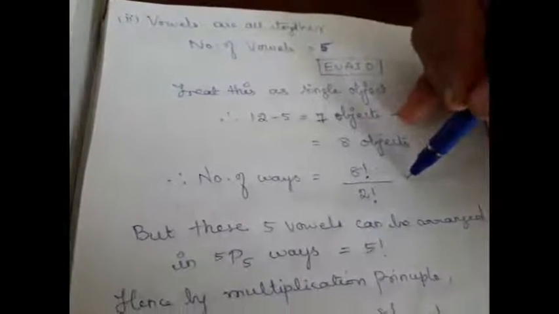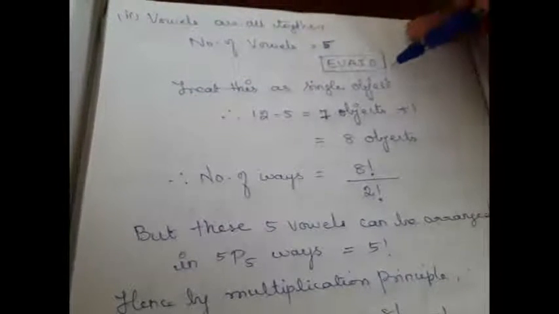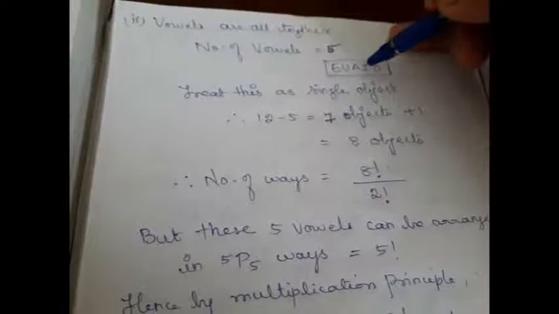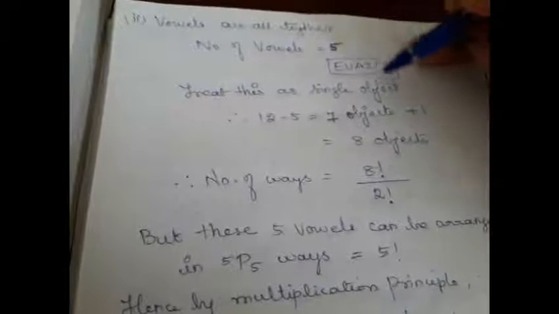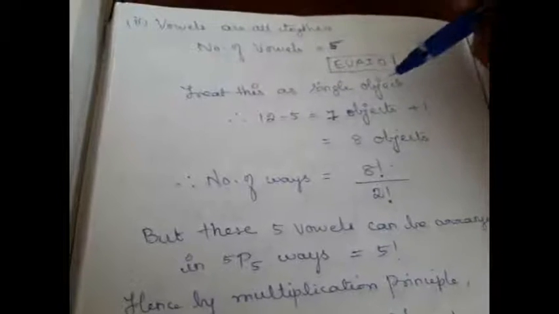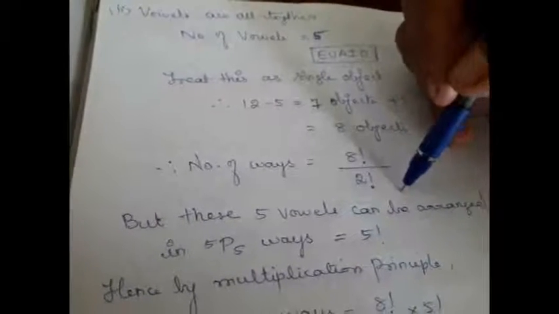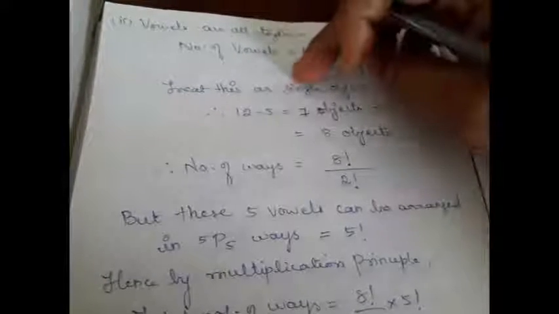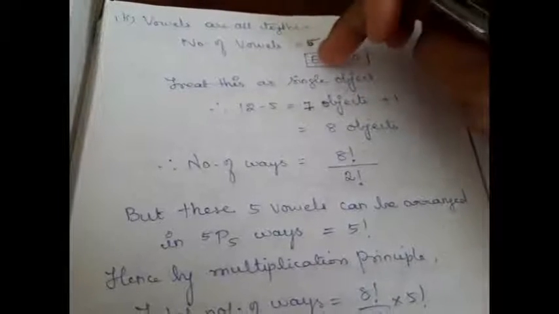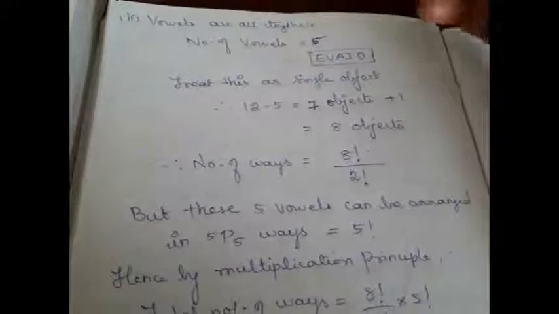But in the previous problem we stopped there, because all were i's. It doesn't matter in which position i appears, whether first position, second position, third position. But here we have different letters, so the arrangement of these letters also has to be included. Let us see how these 5 vowels can be arranged. They can be arranged in different ways, like E, U, A, I, O or U, A, E, I, O. Likewise, we can have many arrangements.